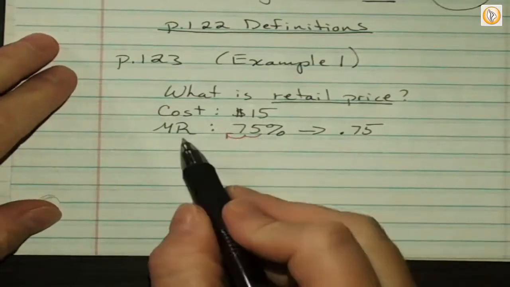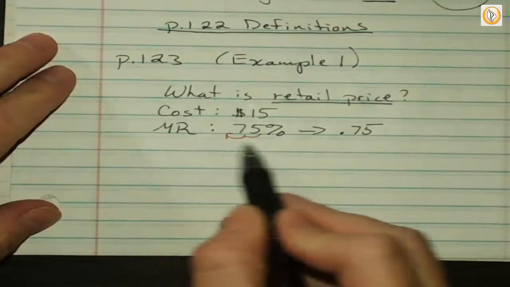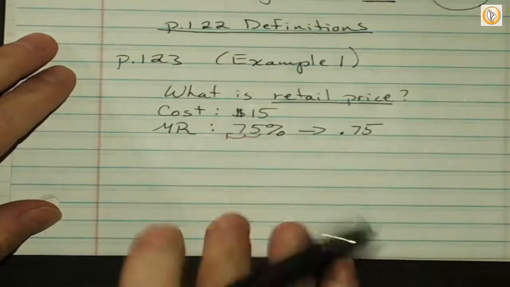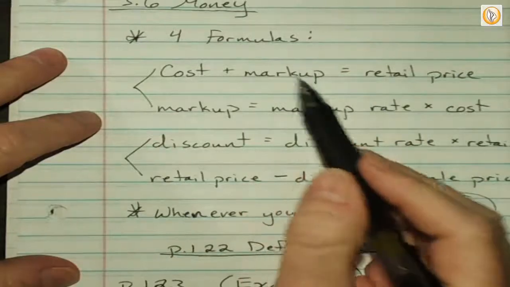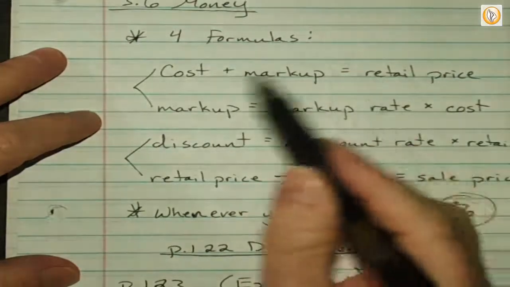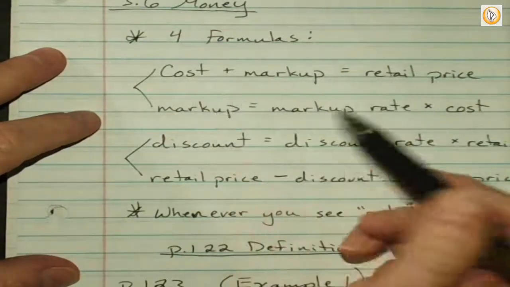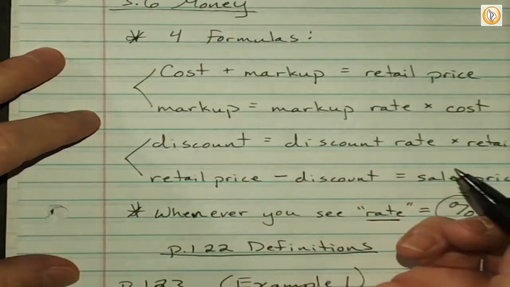So let's look at what we've got. We've got markup rate and we have cost. So we look up here, we know, okay, we're talking about cost. They asked for retail price. All right, which formula would we use? Aiden? Cost plus markup.